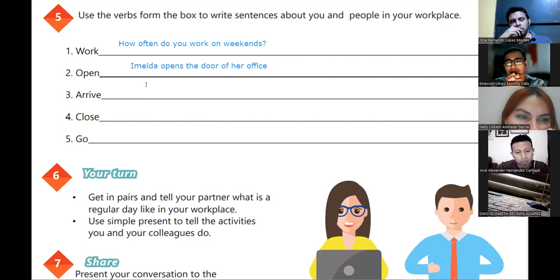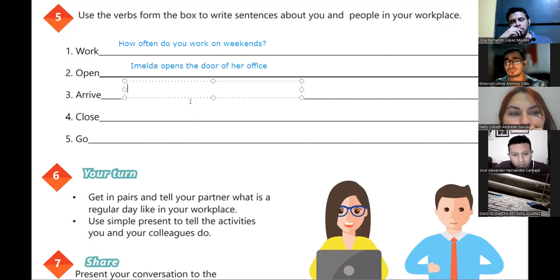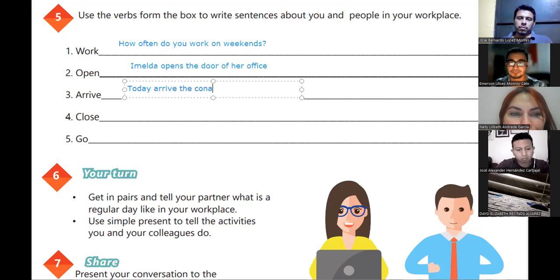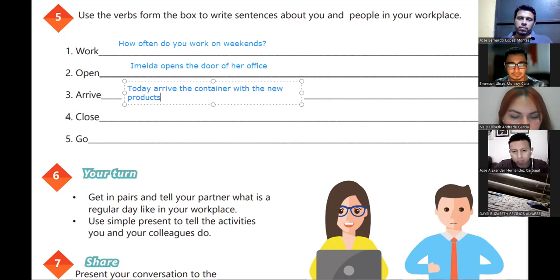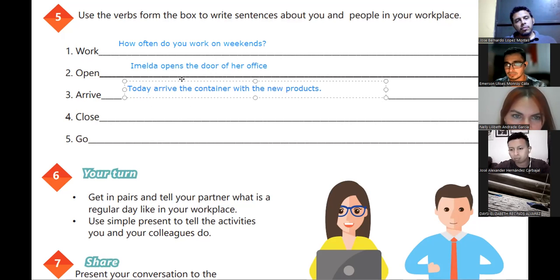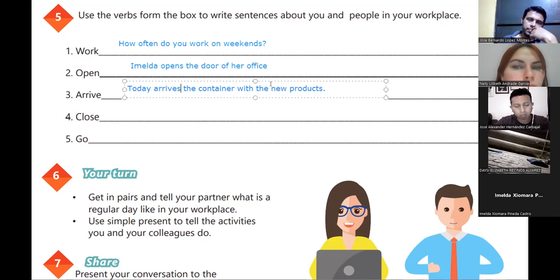Number three, please, Emerson. One sentence. Arrive. Today arrived the container with the products. Today arrived. The container with the new products. Okay. Aquí usamos tercera persona. Today arrives the container with the new products.